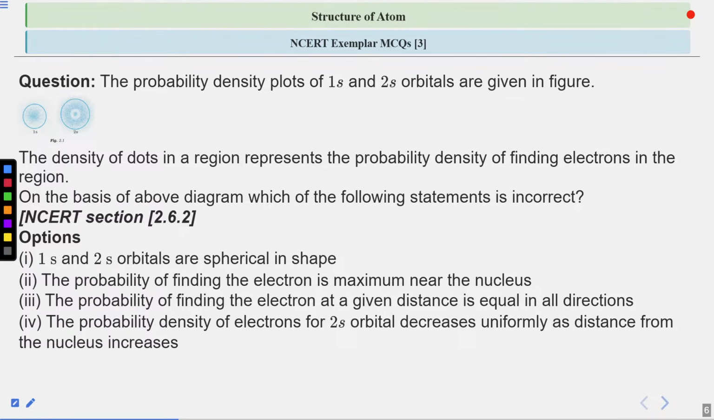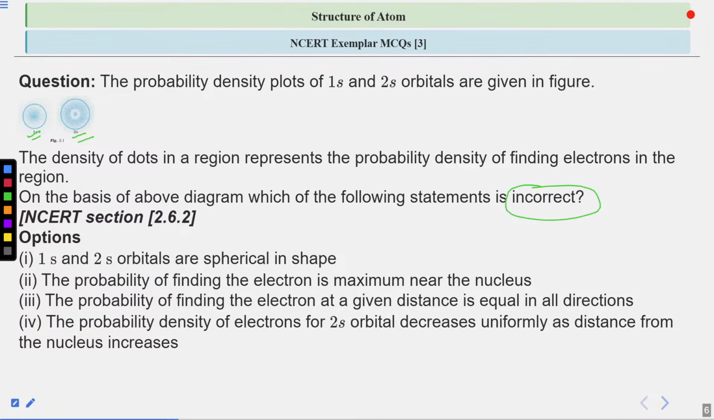The question is saying that the probability density plots of 1s and 2s orbitals are given in these plots. So these are the two plots. You have already seen them. It is of 1s and 2s. Now the density of the dots in a region represents the probability density of finding the electron in the region. On the basis of this diagram, you have to select which of the following statements is incorrect. Remember, you have to find the incorrect statement, not the correct one.